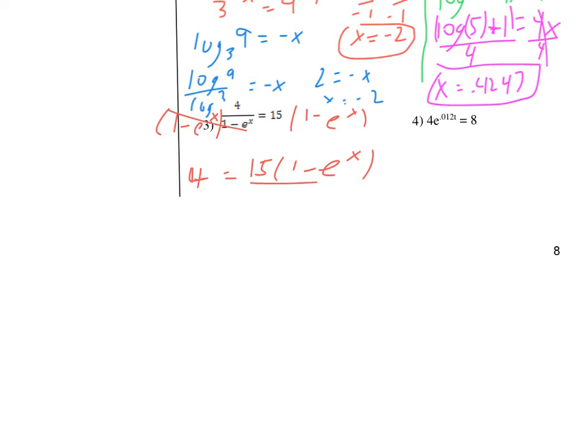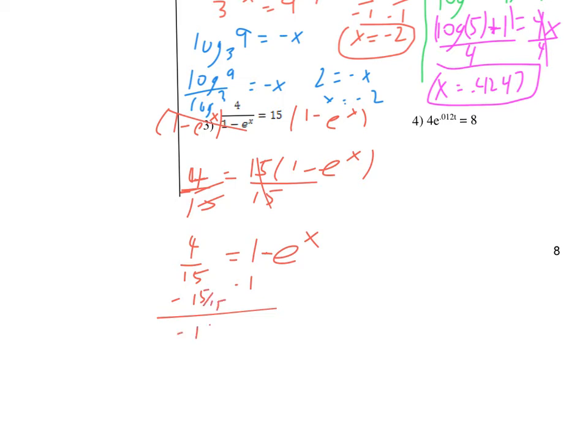I could get a decimal for that 4 over 15, but again, I don't really like to do that. I'm going to be typing this into a calculator in a minute anyway, so I'm just going to leave it like this. So equals 1 minus e to the power of x. Now I'm going to subtract the 1 over. Oh, and actually I'm going to subtract 15 over 15 on this side, since that's really 1.